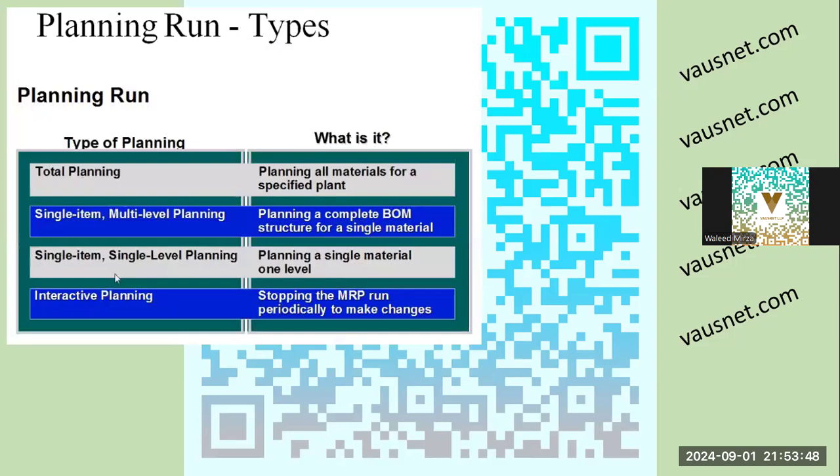So what are the planning types? We have total planning, which plans our materials for a specified plant. Single item multi-level planning plans a complete BOM for a single material. Single item, single level plans a single material at one level. So if it is a very simple structure or a small business, then of course production can be simple and so it will be feasible for them. Interactive planning, where we can actually make changes to MRP based on custom orders.